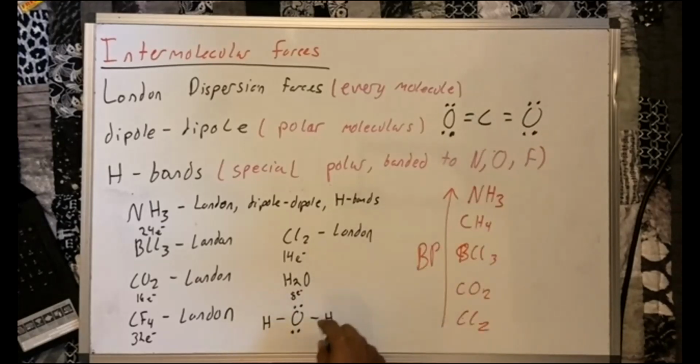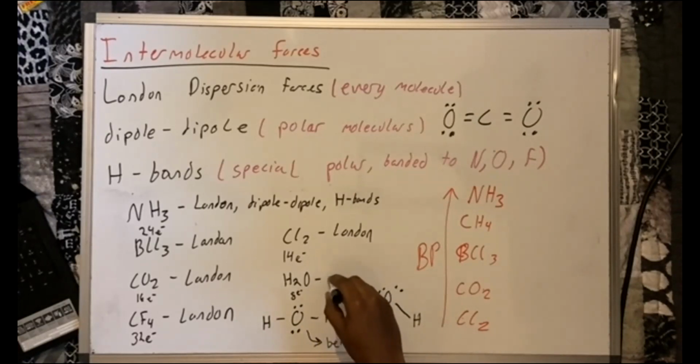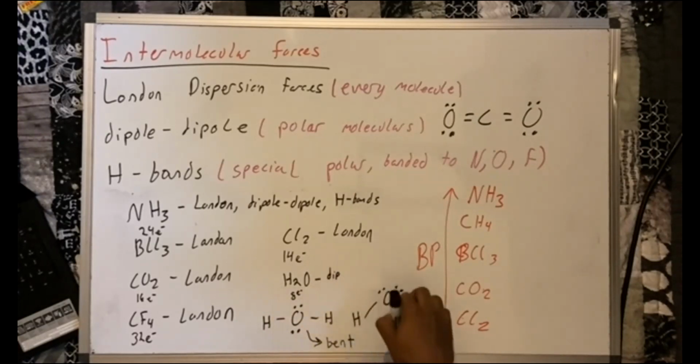This one has 4 electron groups, only 2 bonds. So this guy is bent, slightly. So it actually looks like this, and that gets rid of my symmetry. So this guy's polar. So that's dipole-dipole. Oh, this one also has H bonds.